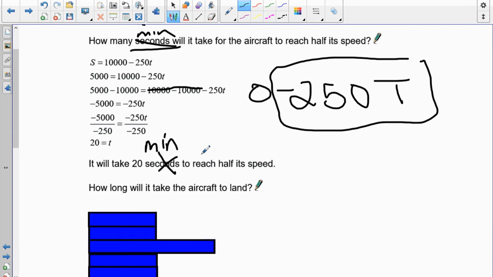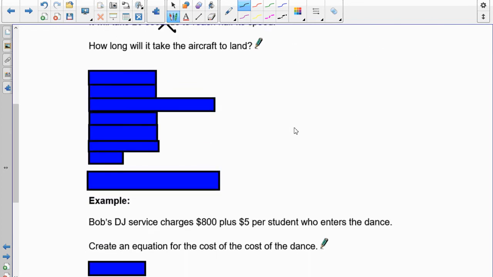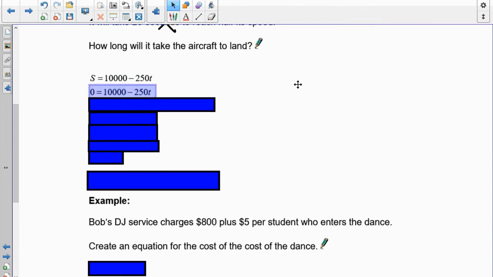Now the second part of this question is how long will it take it to land? So how many minutes will it take it to land? So starting at 10,000 feet again. So here's our equation. Now, it's going to land when its speed reaches 0. So now my speed has to become a 0.